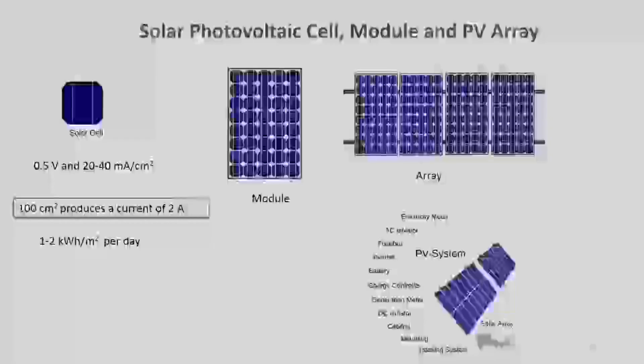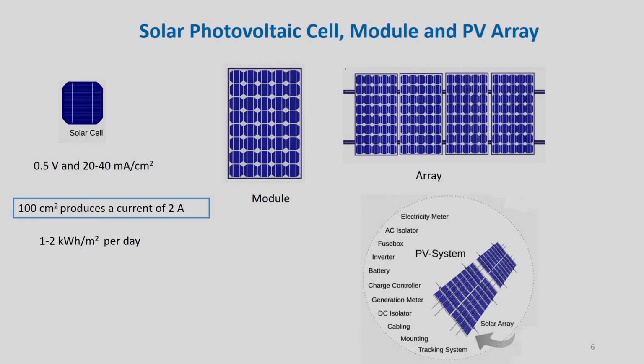Now, let us see the distinction between cells, modules and arrays. In cells, for example, if we consider silicon based solar cells, it can provide a voltage output of 0.5 volt and current density of 20 to 40 milliampere per centimeter square. So, for example, if we consider 100 centimeter square is the area, if we multiply with this current density, then what you will get is the current, which is nothing but 2 ampere. And also it is said that 1 to 2 kilowatt hour per meter square per day energy can be generated by using a single solar cell.